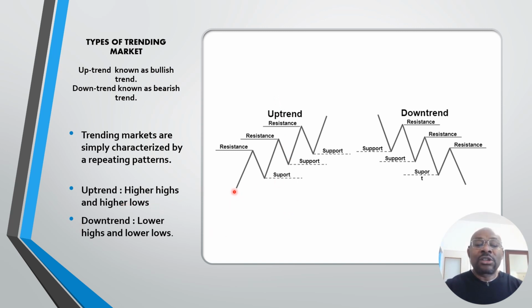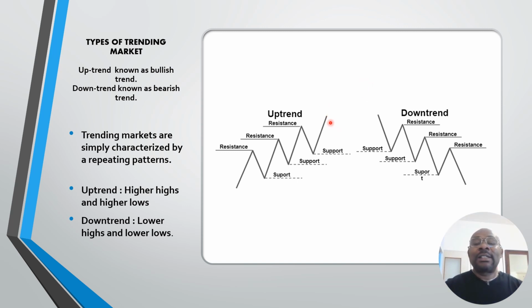We have this low is lower than this low. This one is higher than this low. This one is higher than this low. This one is higher than this low. This high is higher than this. This high is higher than this. This high is higher than this. The next high should be higher than this.